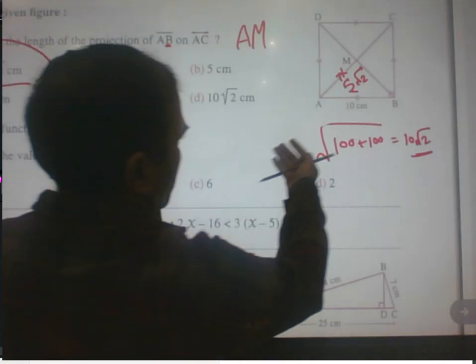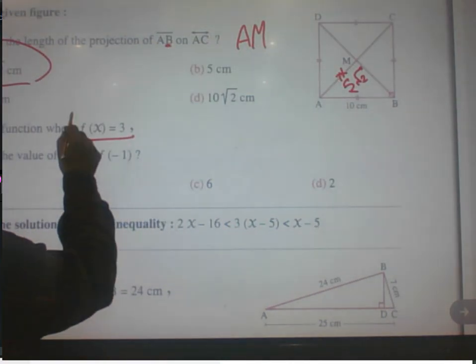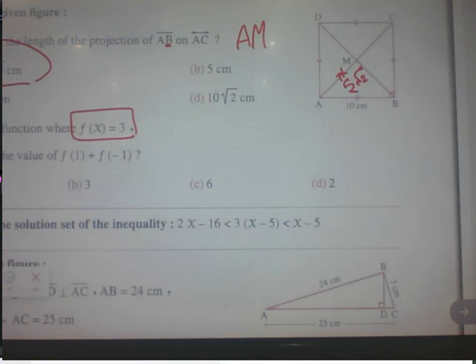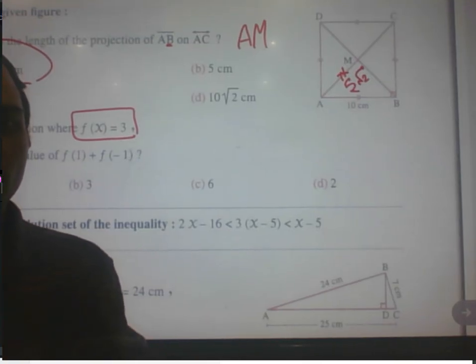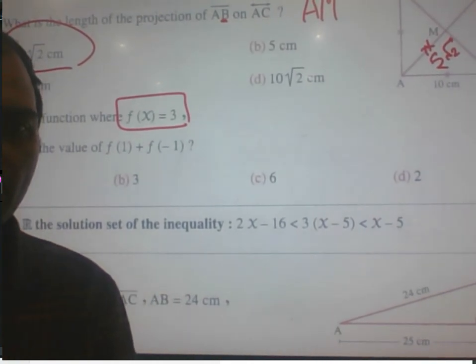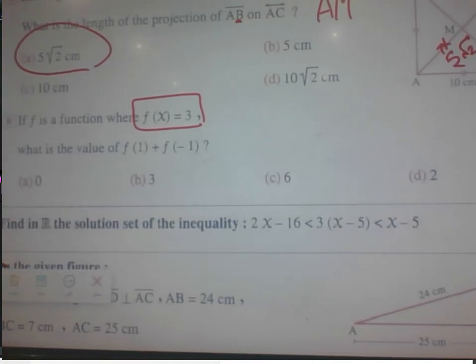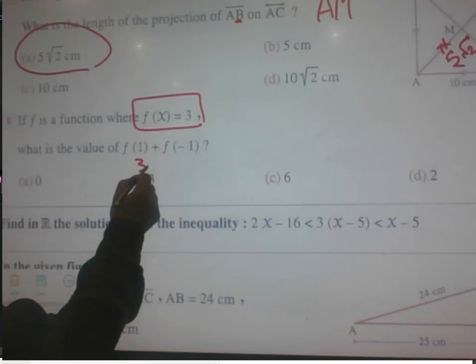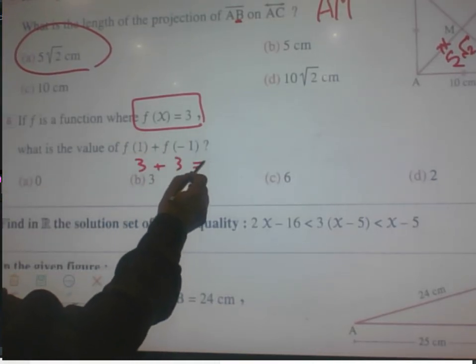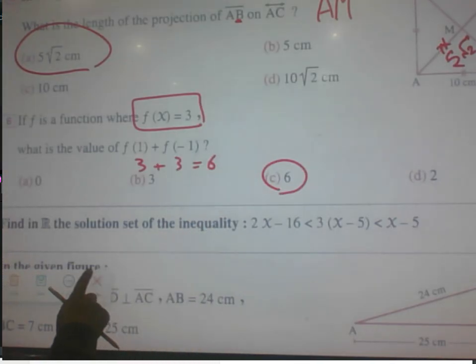Next question. That one. If f of x equals 3, we have a constant function here. Can you see it? f of x equals 3, okay? You want to find f of 1, the image of 1, it will be 3, and the image of negative 1 equals 3. 3 plus 3 equals 6. The value will be letter C.